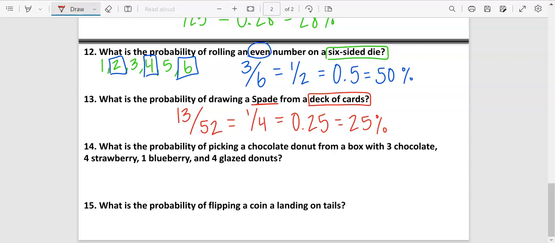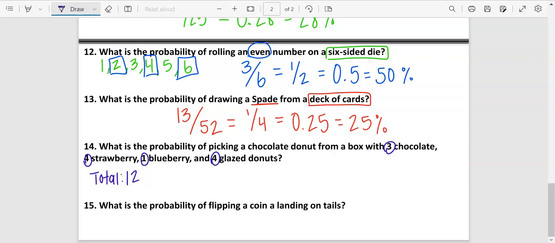Number 14 asks, what is the probability of picking a chocolate donut from a box with 3 chocolate, 4 strawberry, 1 blueberry, and 4 glazed donuts? So when we're looking at this, we are looking for the probability of picking these things. So we want to count up the total number of donuts that we have here. Our total is going to be how many of these? So we're going to add 3, 4, 1, and 4. That gives us a total of 12 donuts.